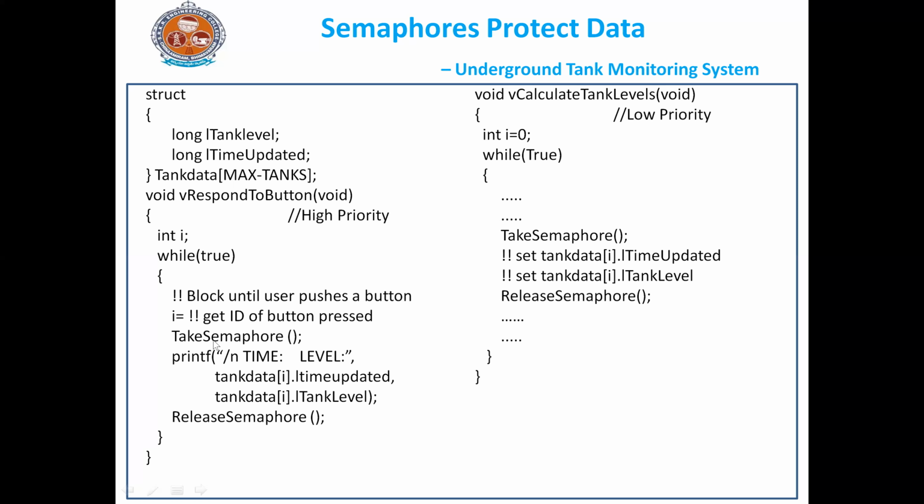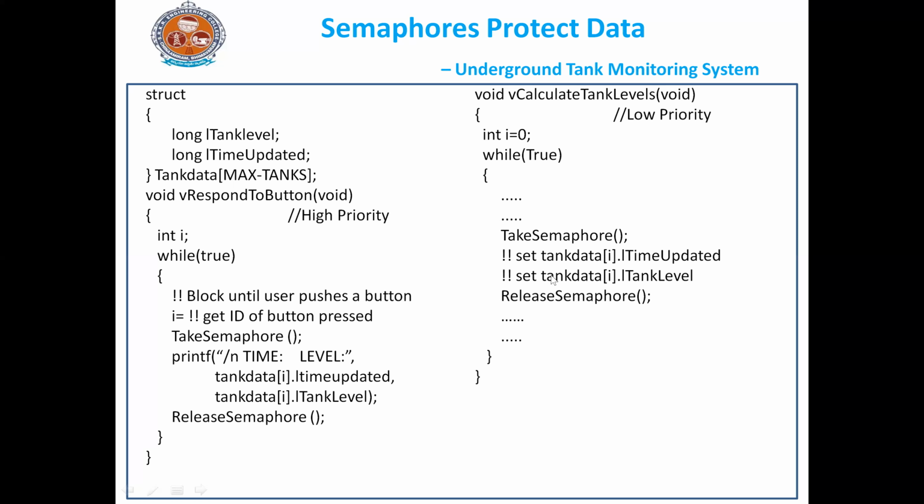That is, the button ID will be collected, and all those things will happen. Now again here you have given the take semaphore. You have only one semaphore, and this semaphore is already with the calculate tank level task. So now it wants the semaphore, but until this task releases the semaphore, this cannot get it. So then what happens? This task will be blocked at take semaphore.